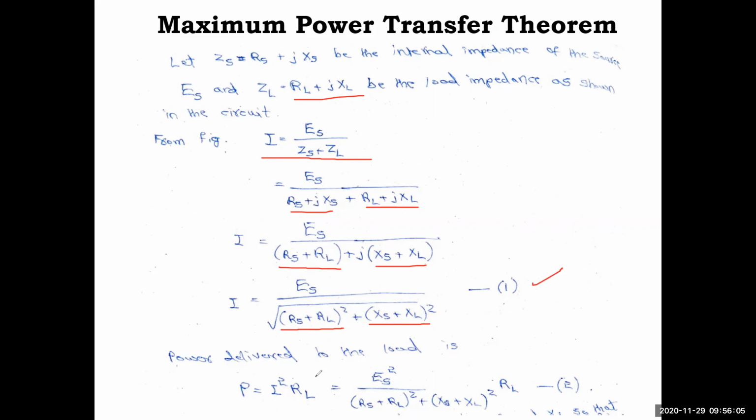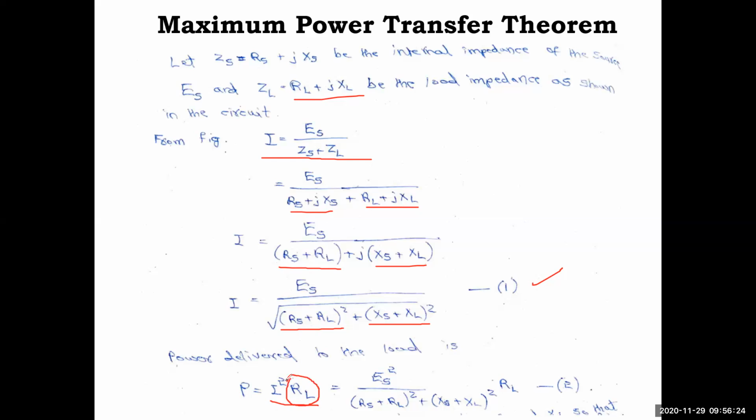Then power delivered to the load is I square into RL. So this is the same equation. So just the square root will cancel out and it will become ES square divided by (RS plus RL) whole square plus XS square, into RL. Okay, so here also this will not change.